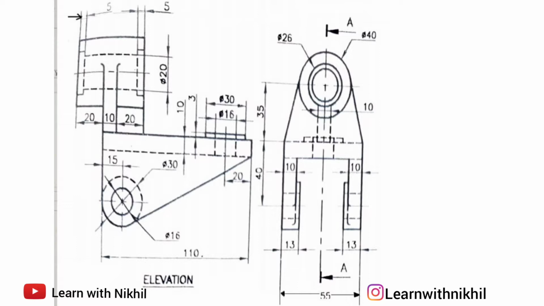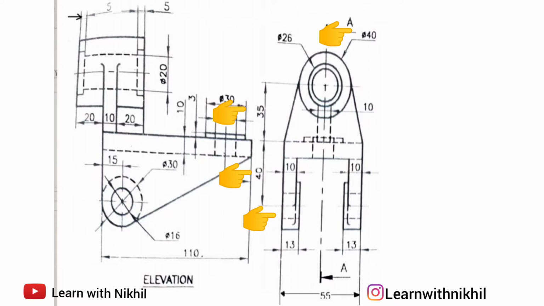First we'll see how much dimension is required to draw the figure. The total width in the front view will be 110 plus 20, and for the side view it is 55. The height of the figure is the radius of the outer circle, that is 15, plus 40 plus 35 plus the radius of the outer circle, that is 20. So the total height is 110.